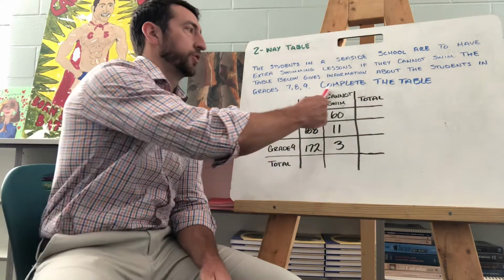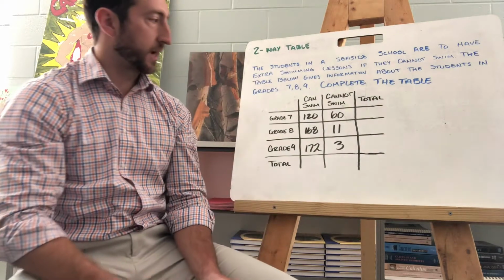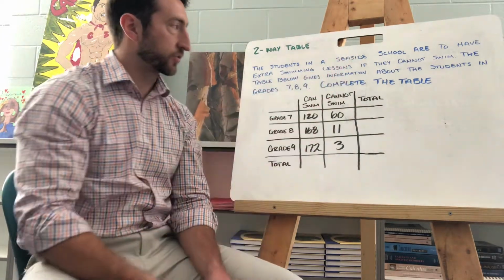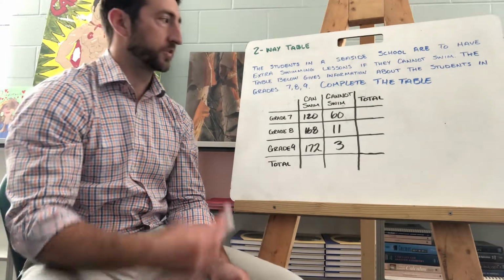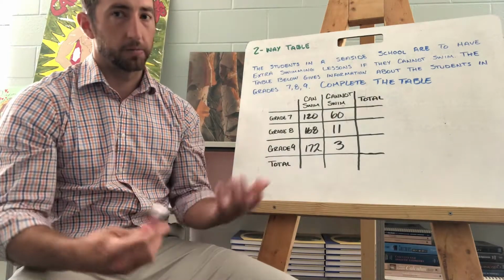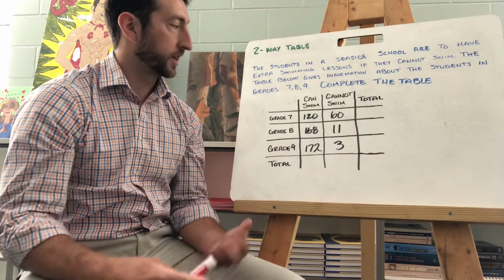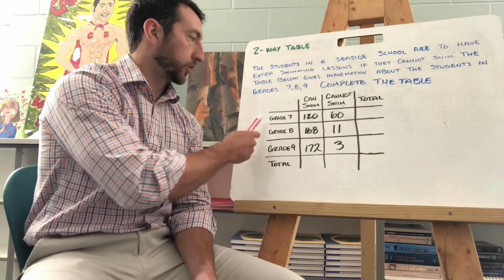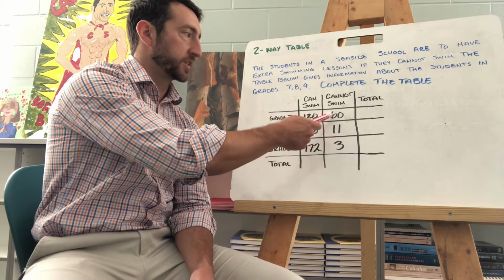So what we're going to do is complete the table. What's basically happening is we have students out of school. They're having extra swim lessons for those that cannot swim, so we want to figure out how many people we need to have in class. So grade 7, we've got 120 that can swim, 60 that cannot.